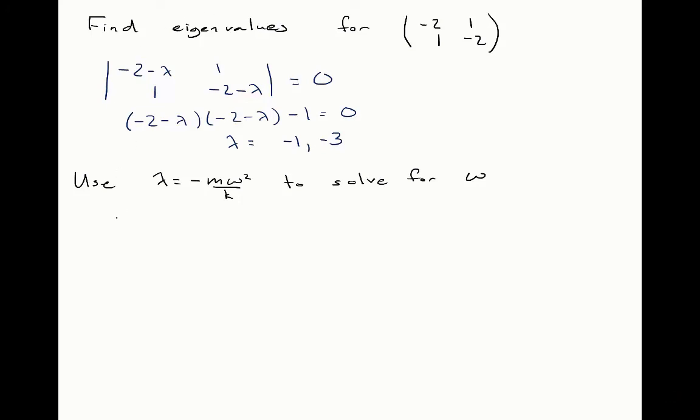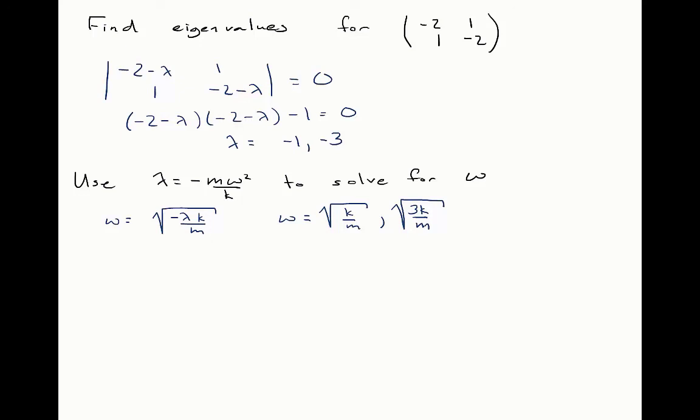Okay, this requires some algebraic manipulation. So omega is the square root of minus lambda k over m. So one of your omegas is the square root of k over m, and the other one is the square root of 3k over m. So these are the frequencies of the normal modes of vibration. We'll come back to talking about what that means in just a few minutes.